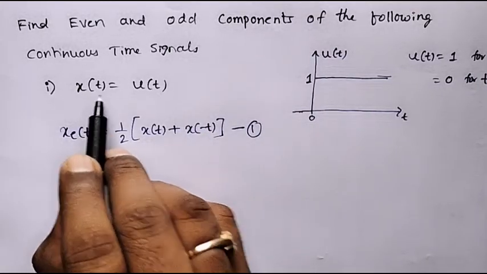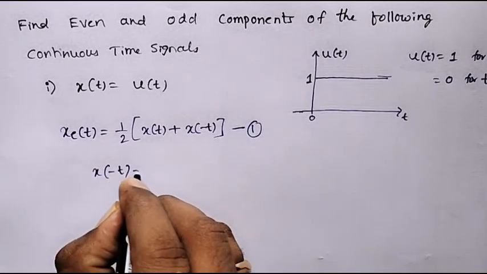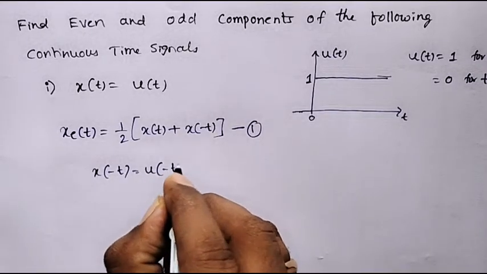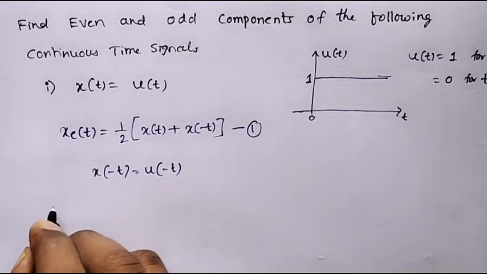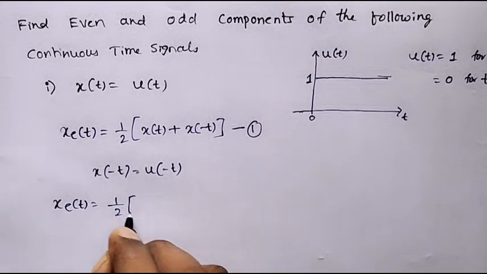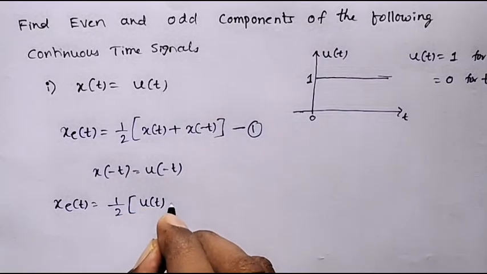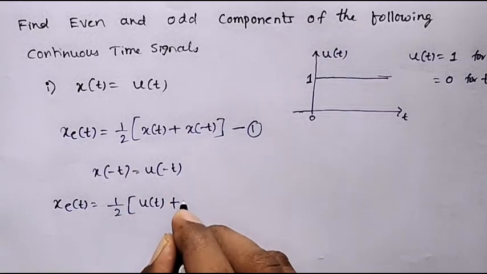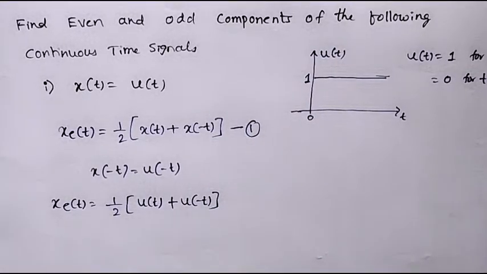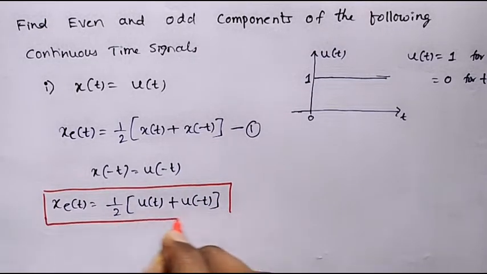Here x(t) is given, that is u(t). Therefore we'll calculate x(-t), which is nothing but replacing t by -t, that is u(-t). Therefore now I can write x_e(t) = 1/2 [u(t) + u(-t)], where x(t) is u(t) and x(-t) is u(-t). So this is the even component of the signal x(t), that is u(t).